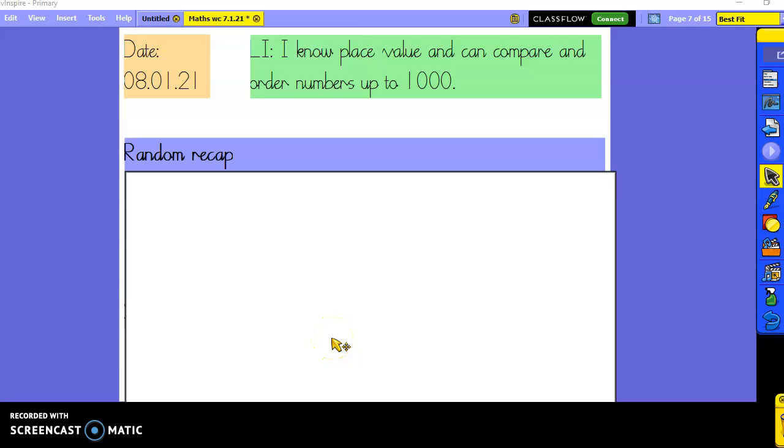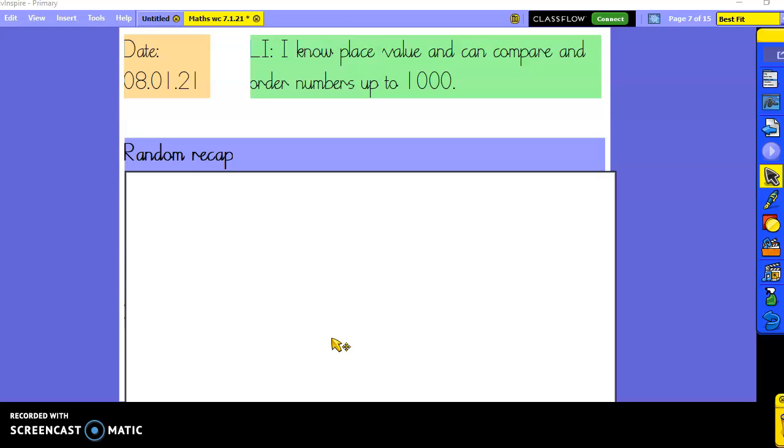Good morning, everybody. Today is the 8th of the 1st, 21, and this is our maths lesson for today. We are going to be looking at place value again, ordering and comparing numbers up to 1000.